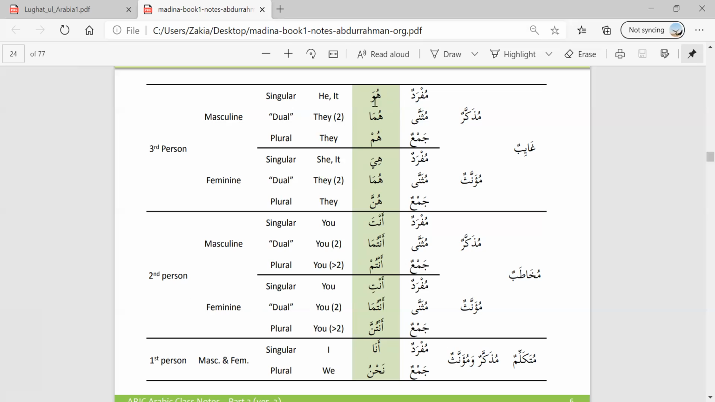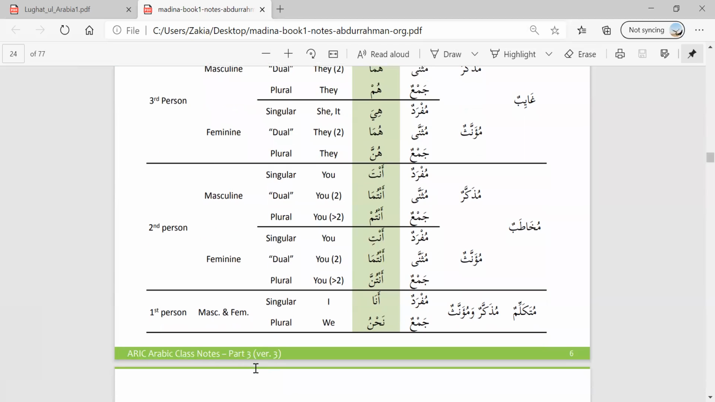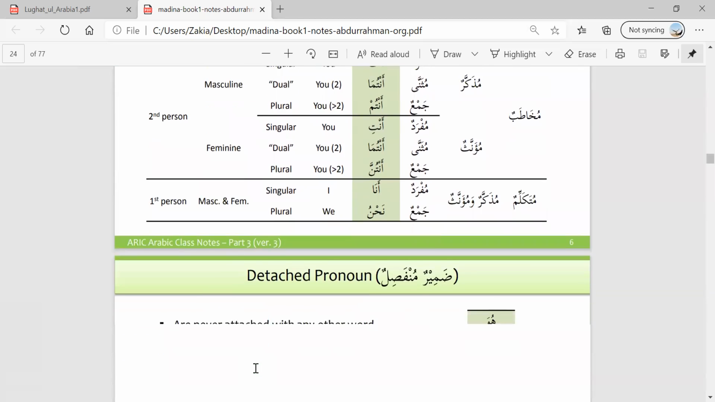So once again, quickly: huwa, he; huma, them two; hum, them all; hiya, she; huma, them two; hunna, them all female. Anta, you singular; antuma, you two, dual; antum, plural, you all. Anti, you; antuma, you two; antunna, you all feminine. Ana, I; nahnu, we, singular and plural, both for masculine and feminine. Do make a table of this. And again, I said, please do download these.